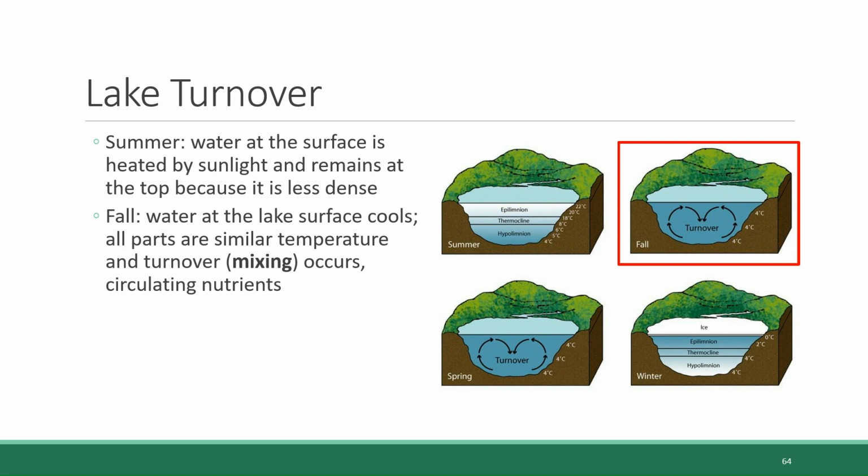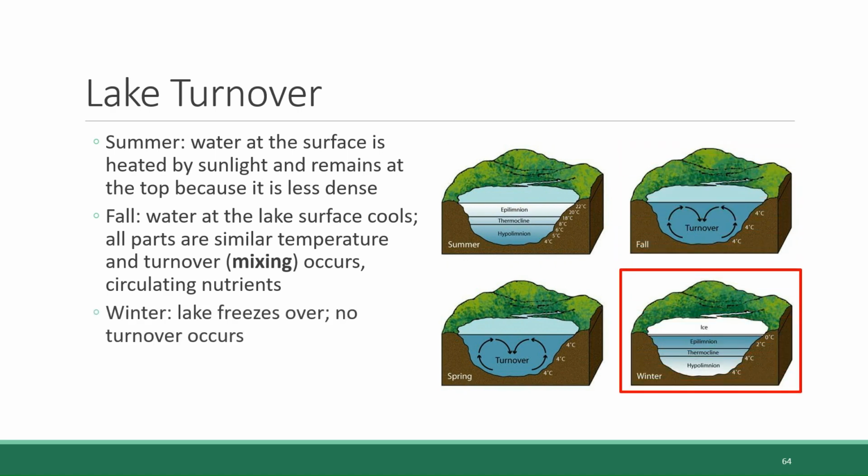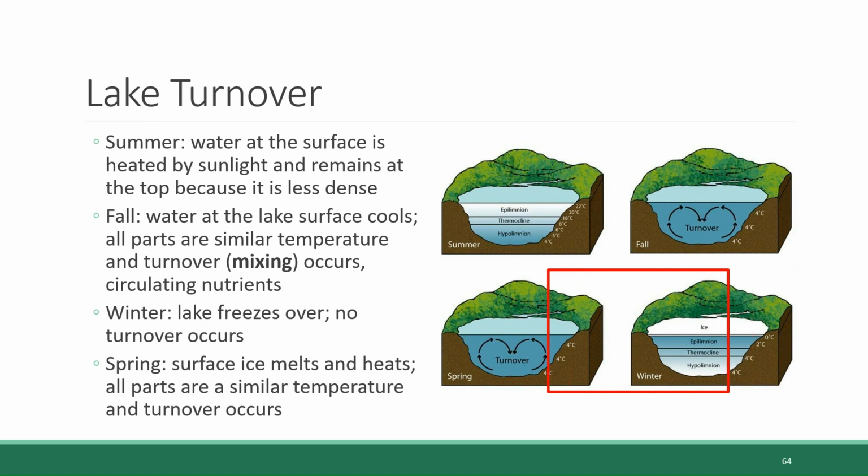This mixing is called turnover, and it serves to circulate nutrients throughout the different layers of the lake. Then, as winter takes hold, the surface layer of the lake may freeze over, and no turnover takes place during this time. But when you get into the spring, that surface ice will melt and start to heat up until it's the same temperature as the water below it. And now again, all layers of the water are similar density, and you get the turnover activity happening. So this is one way that nutrients get circulated throughout a lake.